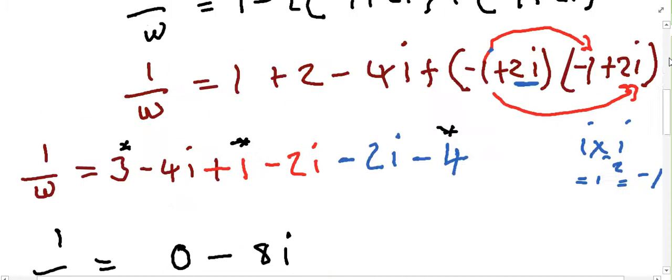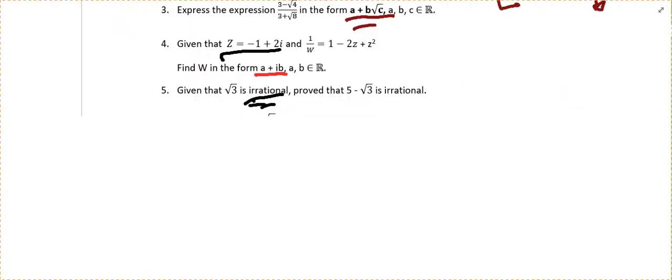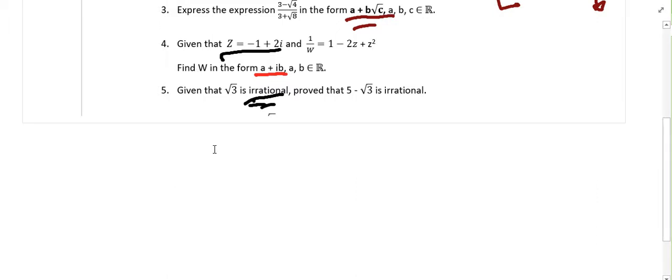So the next question is saying, given that square root 3 is irrational, prove that 5 minus square root 3 is irrational. So to solve this question, we are just simply going to do it in a nice and easy way. Since they are saying, given that that is irrational, prove that that is irrational.